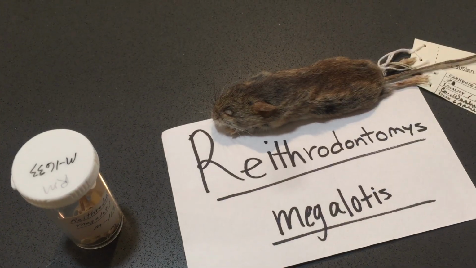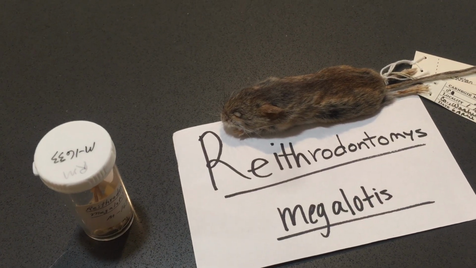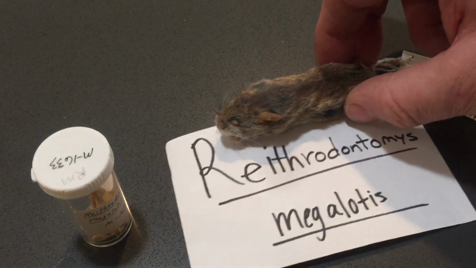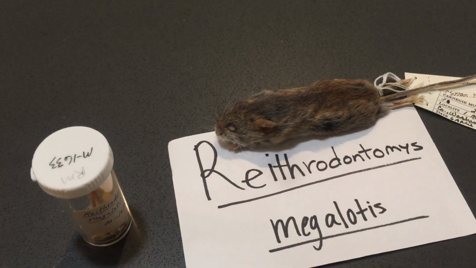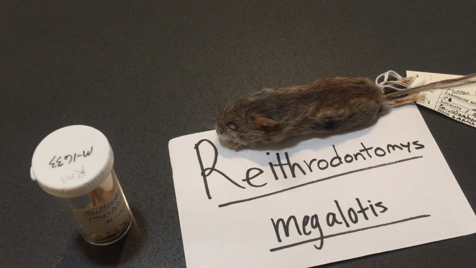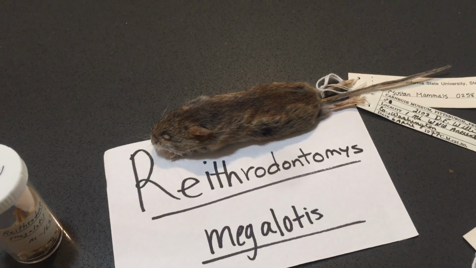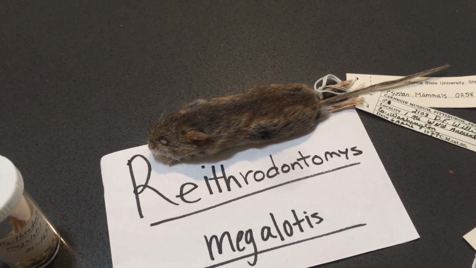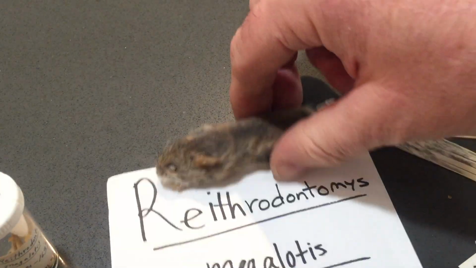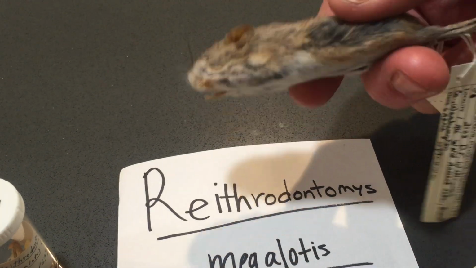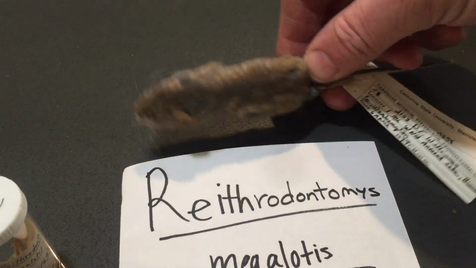And the last Peromyscus-like animal I want to show you here, this small one, is not a Peromyscus at all. This is Reithrodontomys megalotis. This is the harvest mouse. Okay, and it looks kind of like a Peromyscus, but it's got reddish fur on the ears. The tail is a little longer than you see in Peromyscus maniculatus. The ears are not very big, bicolored bodies and so on.